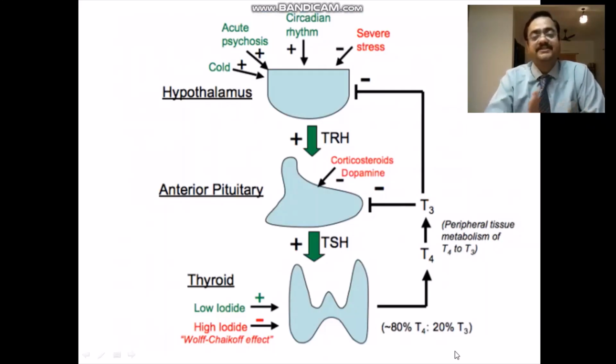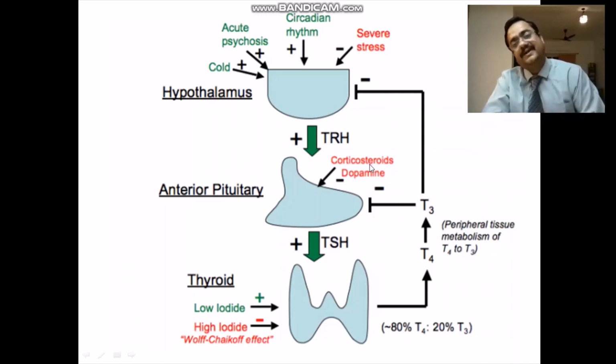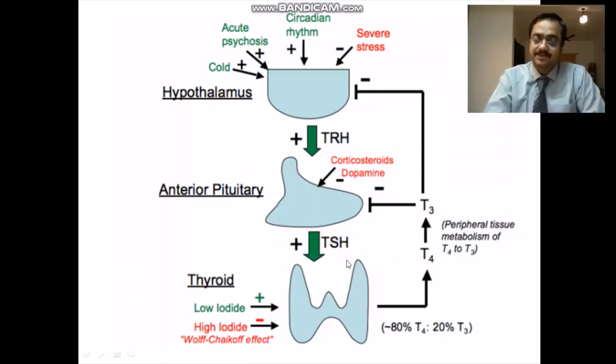Now let's see the various factors which affect thyroid secretion. Circadian rhythm, acute psychosis and cold stimulate the hypothalamus to release TRH, which subsequently stimulates the pituitary gland to secrete TSH and stimulates the thyroid gland. Low iodide is also one of the stimulatory factors. Similarly, severe stress, corticosteroids, dopamine and high iodide content of the food can all lead to TSH suppression.